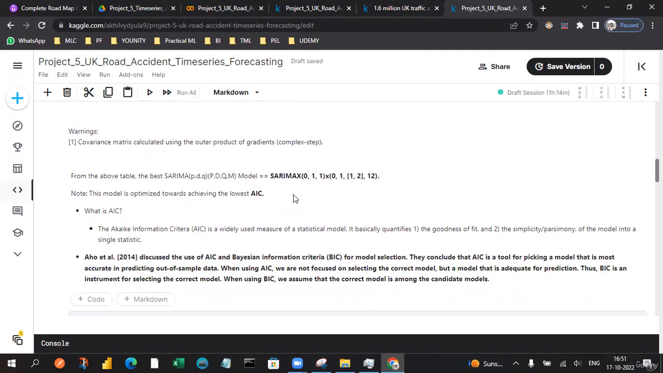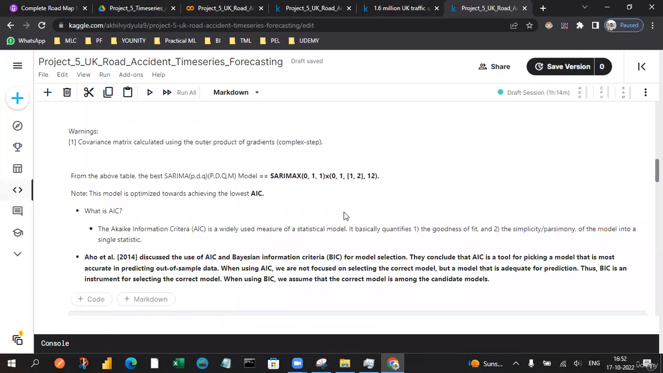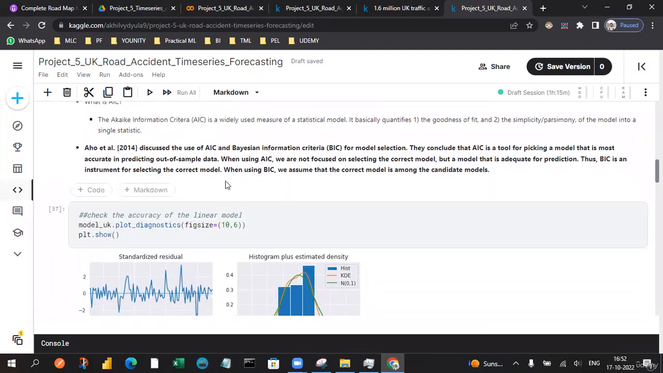So what exactly is the AIC? A low AIC is a widely used measurement in statistical methods, which basically tells about the goodness of fit along with the simplicity of the model, in a statistical nature.